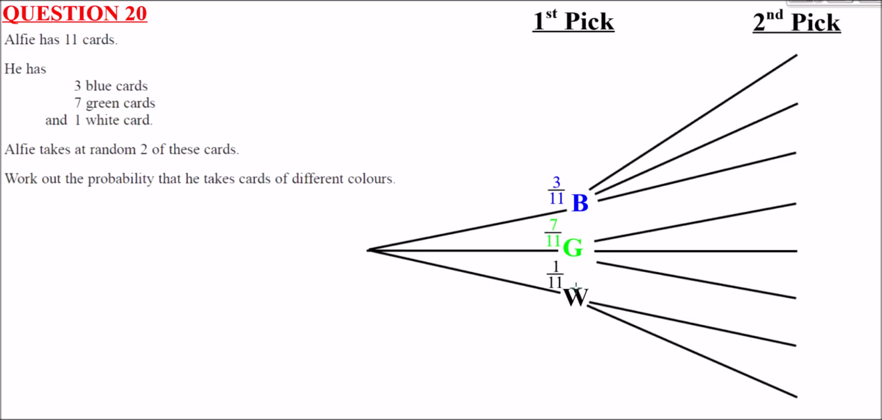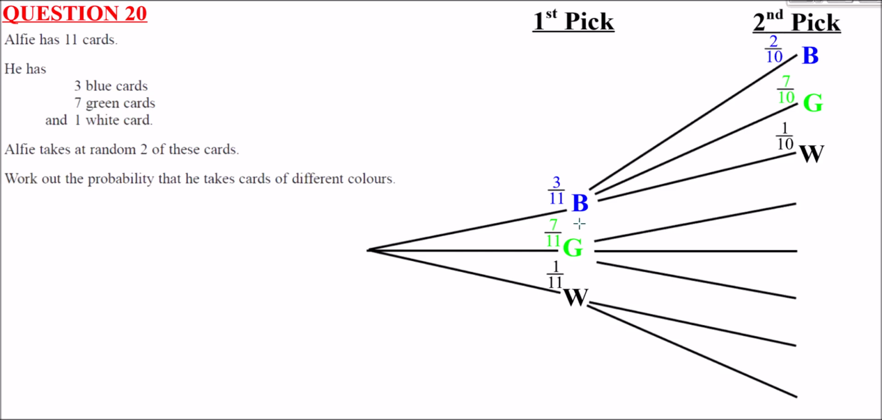Now for the second stage. Imagining a blue was picked first. If a blue was picked first, these cards aren't replaced. There'd be 10 cards left, and there'd be only 2 blue left now. So for the second pick, chance of picking a blue, if a blue was picked first, would be 2 out of 10. We'd still have all the 7 green left, so chance of picking a green if blue was picked first would be 7/10, therefore 1/10 chance of picking a white.